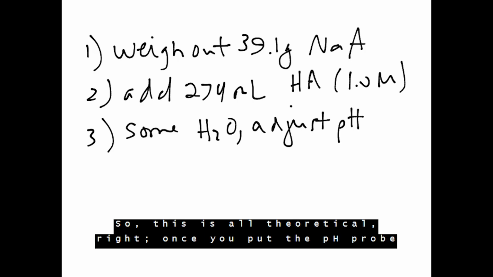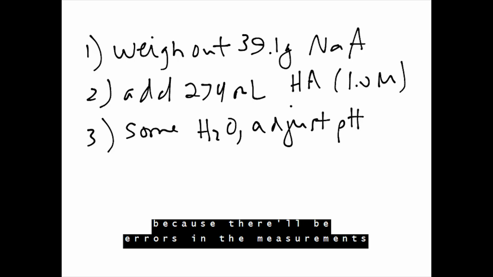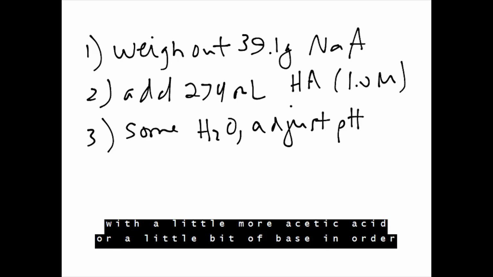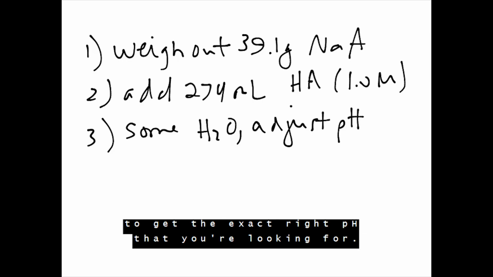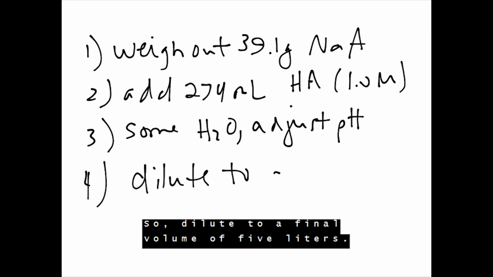So this is all theoretical, right? Once you put the pH probe in there, your pH might not be right at 5.00 because there'll be errors in the measurements and from rounding. So you want to adjust the pH with a little more acetic acid or a little bit of base in order to get the exact right pH that you're looking for. Once that's done, then the last thing to do is dilute to the final volume. So dilute to a final volume of 5 liters.